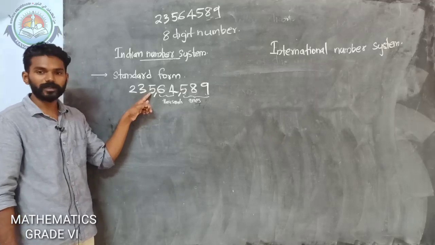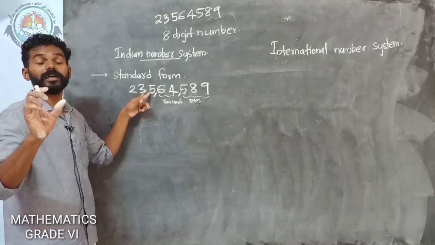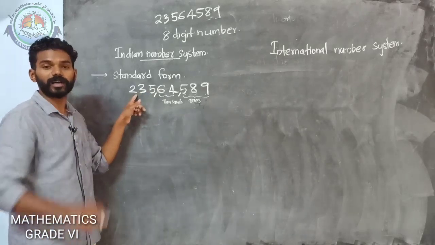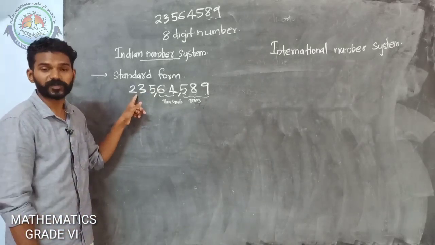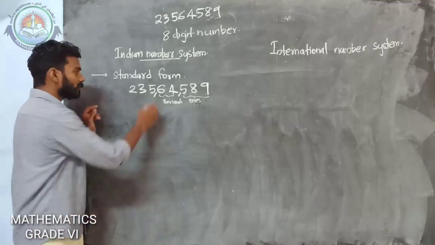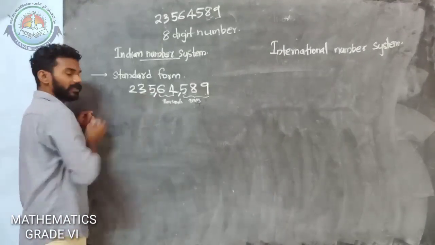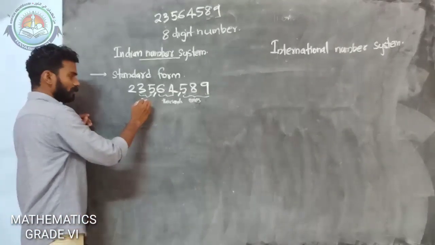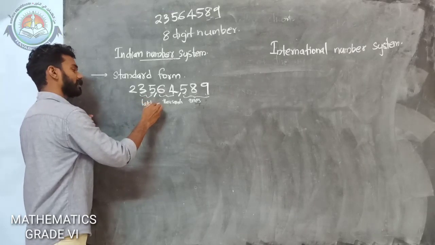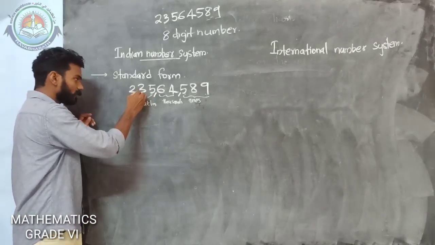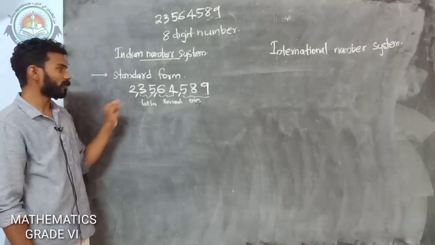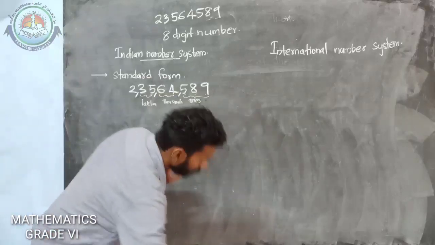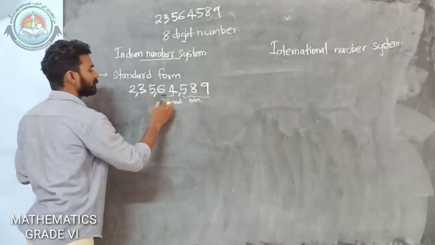Thereafter, this digit 5 is in the lakhs place, and the digit 3 is in the 10 lakhs place. So these lakhs place and 10 lakhs place would be belonging to the period lakhs. So after the period lakhs, you again have to put a comma. So that the standard form of this number would be like this.